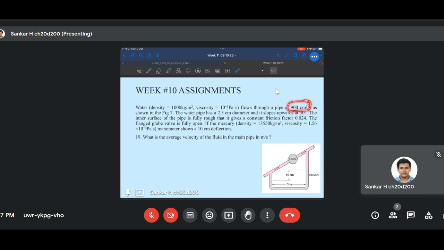Next, what is the average velocity of the fluid in the pipe in meters per second? We know the simple formula that we've been using all the time. The flow rate is 900 centimeter cube per second. The water pipe diameter is 2.5 centimeters. So the velocity will be equal to Q by A, which is 900 into 10 raised to minus 6 meters cube per second divided by pi into 0.025 in meters square by 4, which will give the velocity to be equal to 1.83 meters per second.